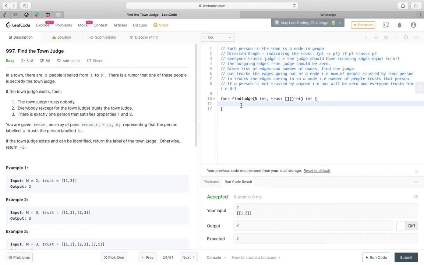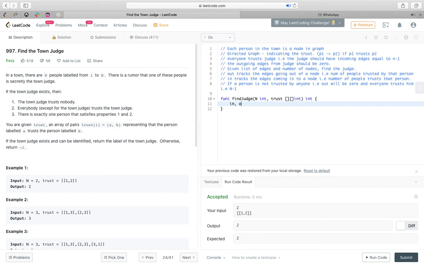So the judge is someone who has n minus 1 people trusting him. That means there will be n minus 1 edges coming into his node, and he trusts nobody. So there won't be any outgoing edge from that particular person to any other node in the whole town or in the whole graph. That's how we're going to solve it.